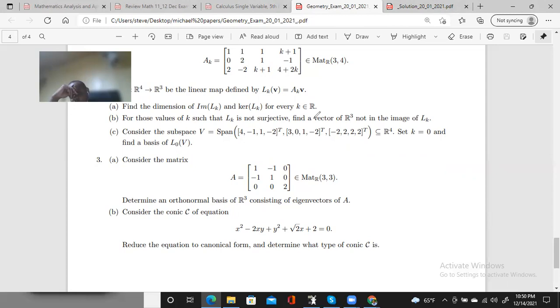Consider the conic C of equation x squared minus 2xy plus y squared plus square root of 2 x plus 2 equals 0. Reduce the equation to canonical form and determine what type of conic it is.